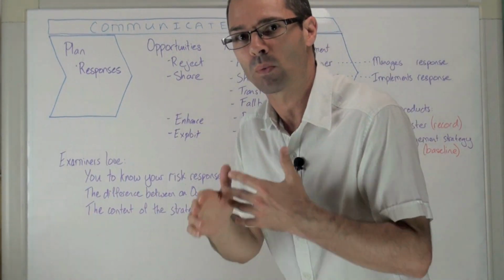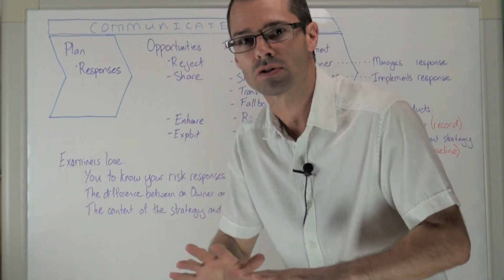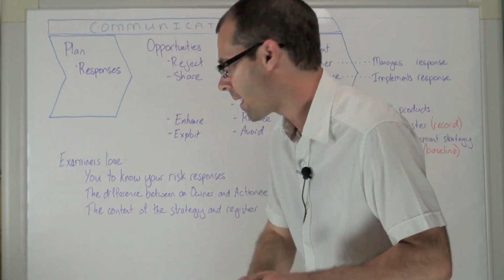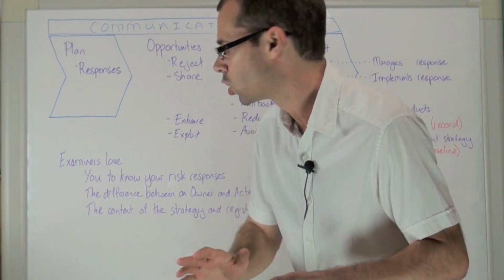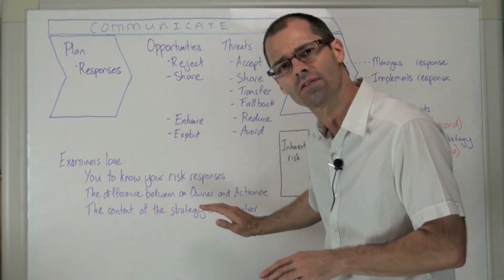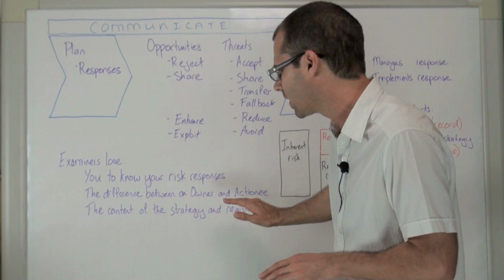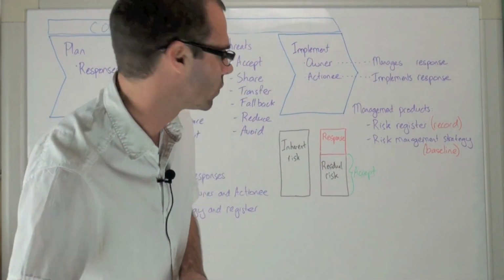Fallback is a plan you implement when the risk occurs. And reduce is reduce the likelihood of the risk occurring or reduce the impact of the risk. Finally, avoid, usually about de-scoping the project and removing the risk altogether. Now, examiners love you to know these risk responses. They want you to know the difference between an owner and an actionee with regards to responses, and they want you to know about the content of the risk management strategy and the risk register.